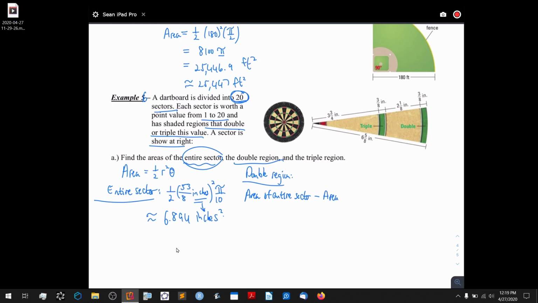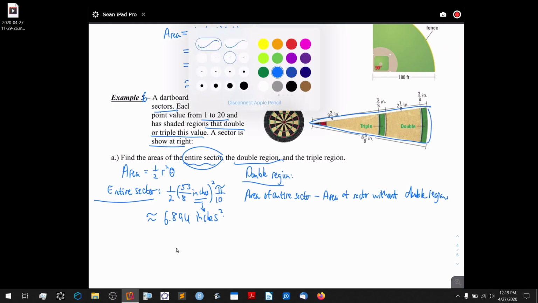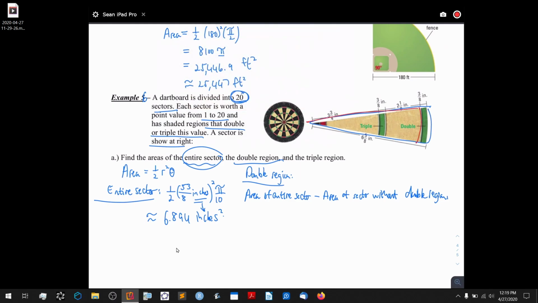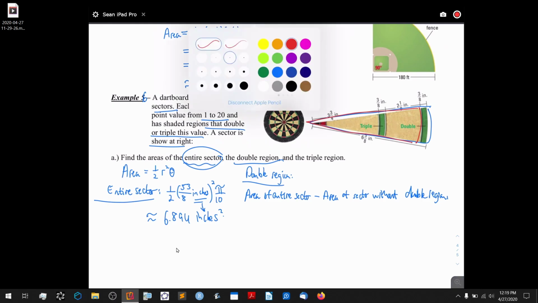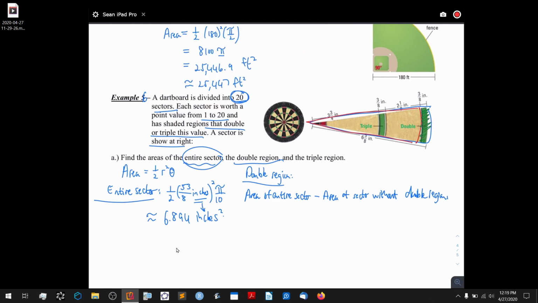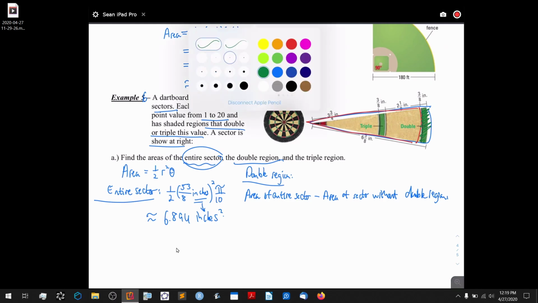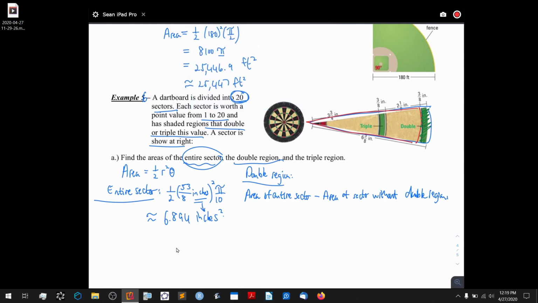So I'm taking the whole thing, and then taking away from that the red part, and what's left? Only the green part is left. So that's how I get that. Okay, so let's do that. What's the area of the entire sector? Well, we said that's 6.894 inches squared. Minus, and then I have to find this.